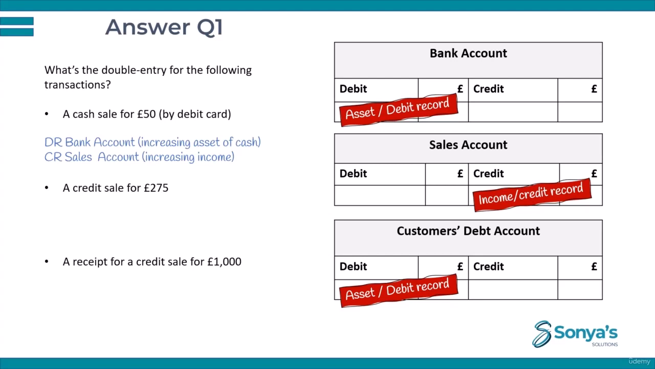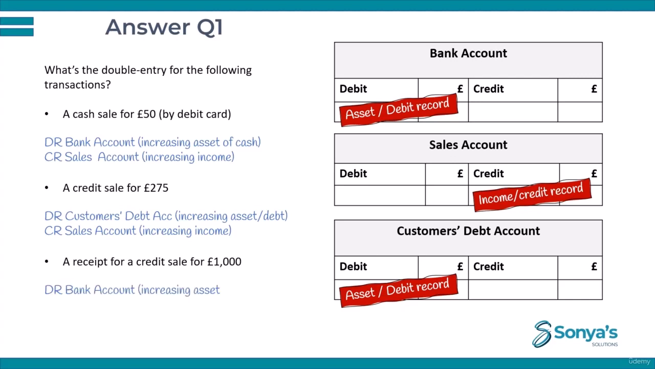The customer is invoiced and agrees to pay at a later date when it's a credit sale. We need to record the customer's debt, which is a business asset, by debiting the customer's debt account. Again, the sale is credited to the sales account to record the increase in income. For the last transaction, we debit the bank to record the increase in the asset of cash and remove the debt from the customer's debt account by crediting the asset account.